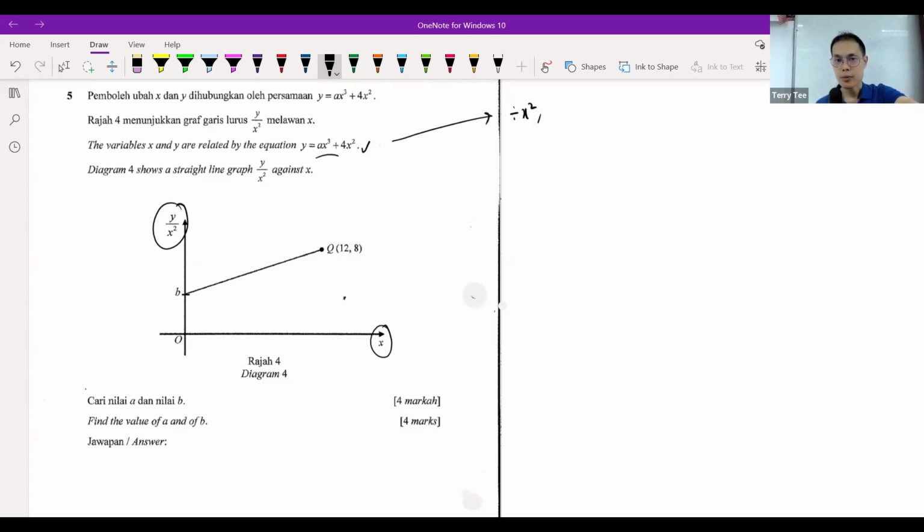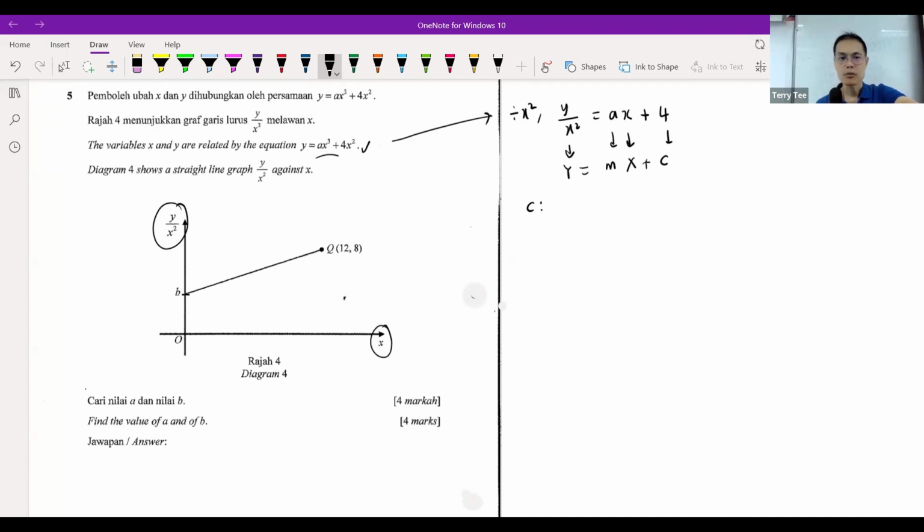Starting from here, divide by x squared. Your y over x squared is now a times x power 3 divided by x power 2, which is x power 1, plus 4. So this is your big Y, this is your gradient, this is your big X, and this is your C. So when you plot y over x squared versus x, you get a straight line, and your gradient is a, your y-intercept is 4.